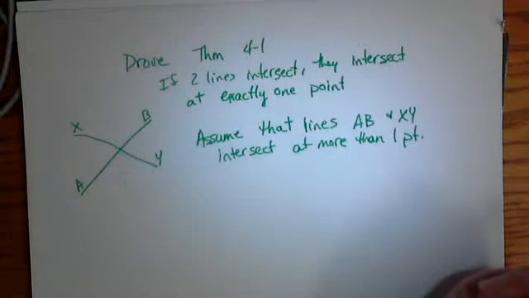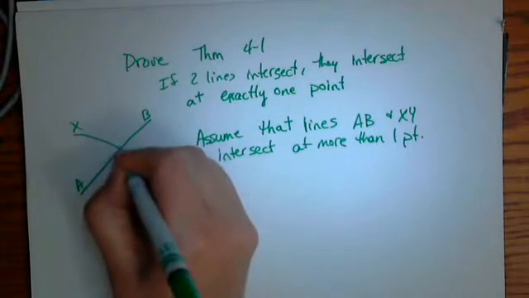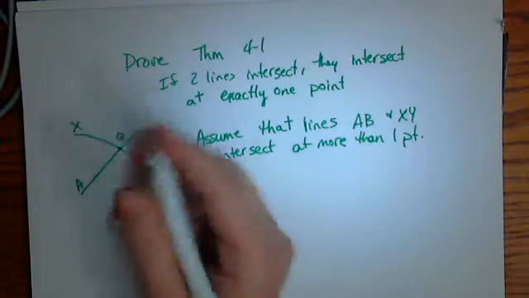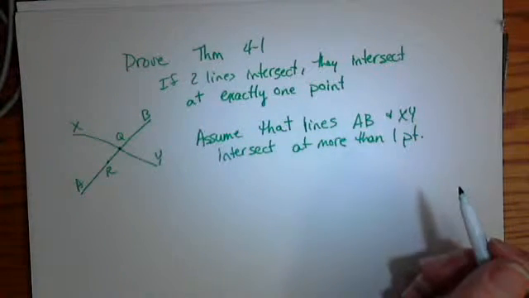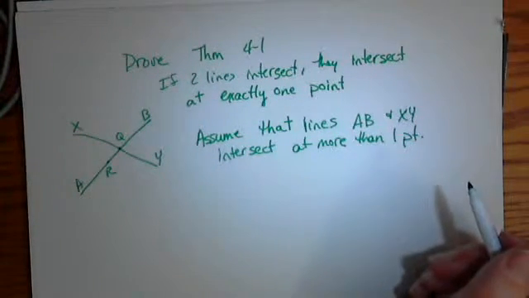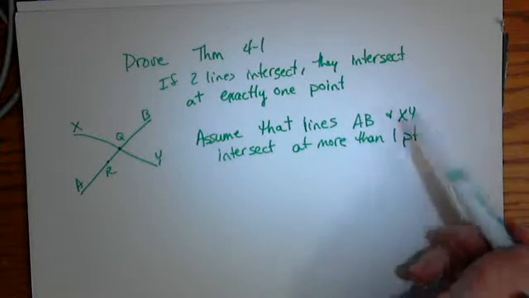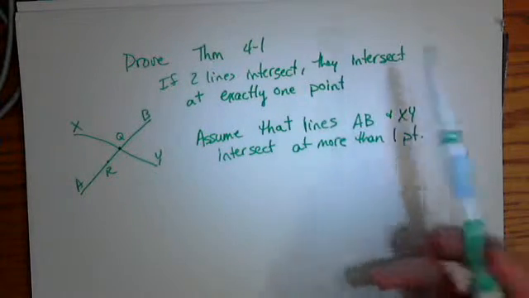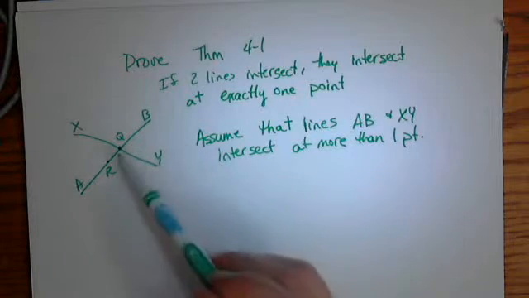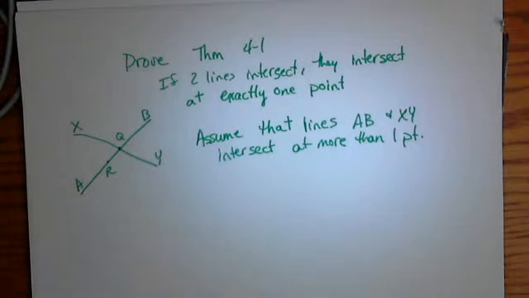Okay, if they intersect at points, let's say we'll call this Q, and we'll say that they intersect at another point R. Okay. So now if these lines intersect at Q and R, we need to show that that contradicts another theorem or postulate. And assuming that XY and AB intersect at both Q and R, that actually contradicts postulate 5, which says that through any 2 points, there exists exactly one line.